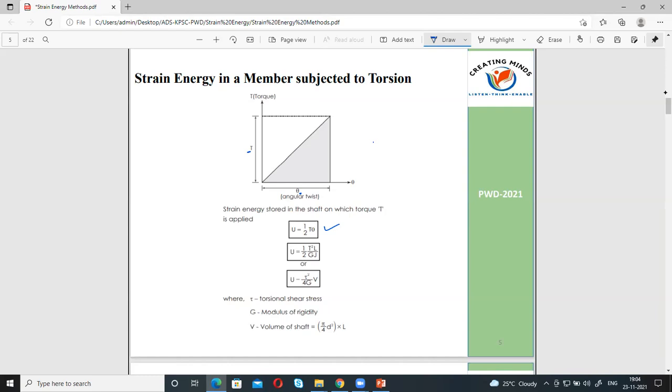What is the torsion equation? T by J, I by J, theta by T by J equals G theta by L, G theta by L. Which is equal to what? What is the torsion equation? Yes, sir. T by J equals G theta by L equals, you missed one term. This is the stiffness equation. What is the strength equation? Tau by R. Check the torsion equation. Check it.